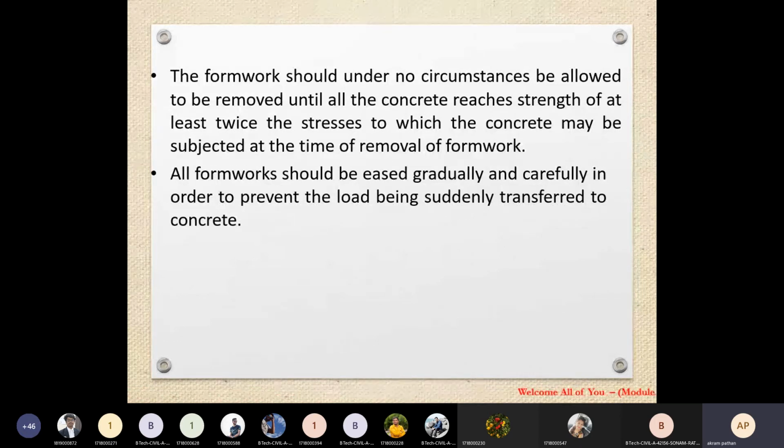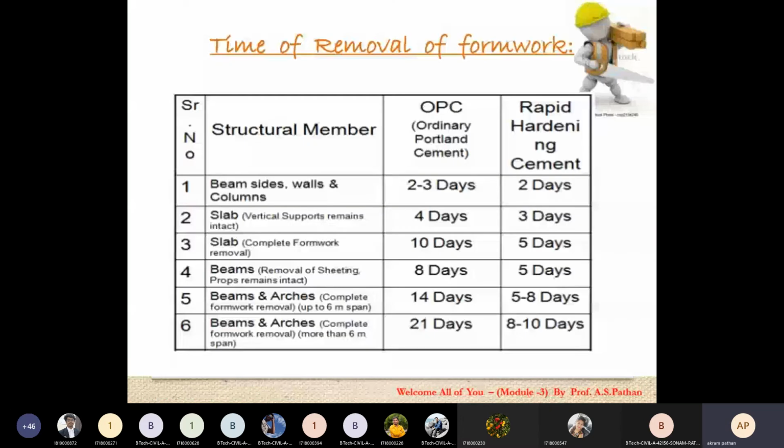All formwork should be removed gradually and carefully in order to prevent the load being suddenly transferred to the concrete. So care should be taken to avoid the failure of any type of element. Then another important thing to consider is the time of removal of the formwork. So look at this particular table.